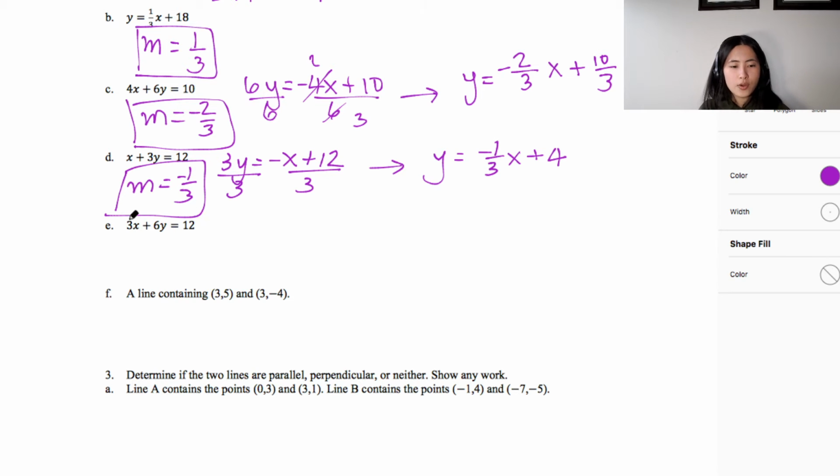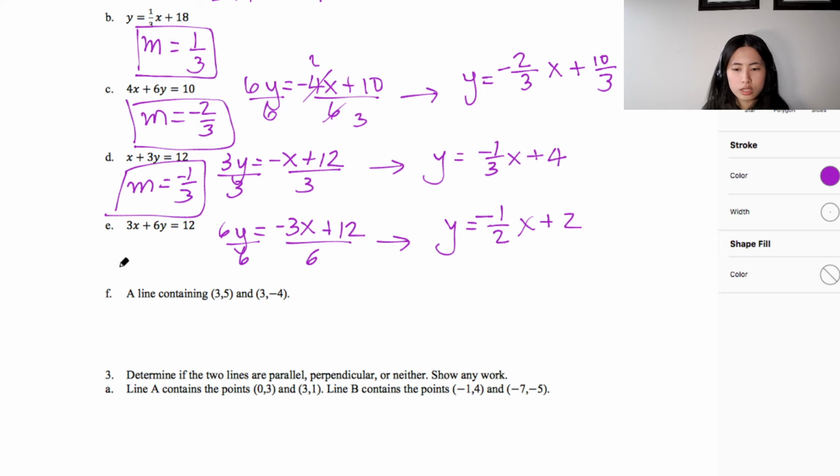So for part E, you have 3x plus 6y is equal to 12, right? So you would have 6y on just one side of the equation, and you're going to move 3x to the opposite side. So you would get 6y equals negative 3x plus 12, dividing both sides by 6. Therefore, you're going to have y is equal to negative 1/2 x plus 2. Therefore, your slope is equal to negative 1/2.